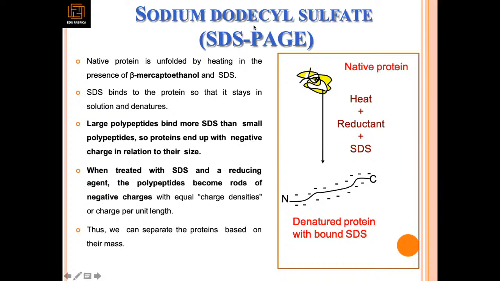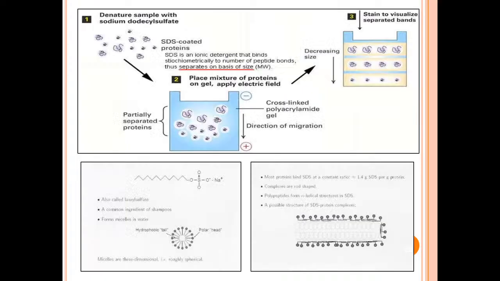So what does this SDS do? In the PAGE we just add SDS. So what happens? The native protein is in a folded state, but by heating in the presence of DTT and beta-mercaptoethanol, it gets unfolded. After heating with SDS and reductants, your native protein will be single and linear, and SDS will give a negative charge to it. So it will be very easy for us to differentiate between your proteins, and they migrate very easily from the negative electrode to the positive electrode.